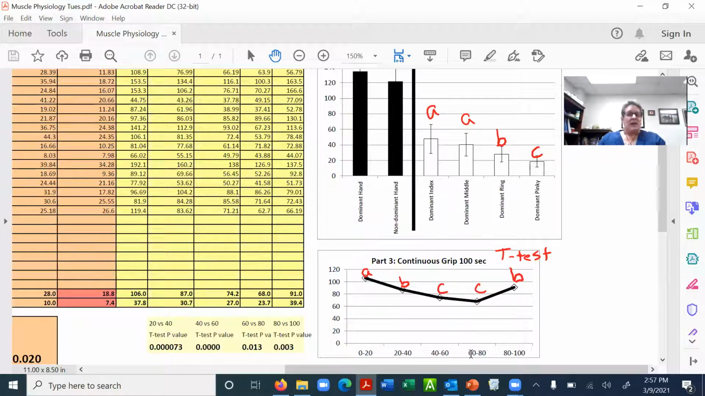Okay, now in the class, when we were 60 to 80, those two means were pretty similar. But when the class went from 80 to 100, when the students were encouraging the subject to squeeze harder, the force did significantly go up. In fact, it was as high as the 20 to 40 second interval. So that worked. Okay, so now you've done the muscle physiology lab and you've looked at the data. So consider that having been the participation in our lab. Okay, thanks for participating in the lab.